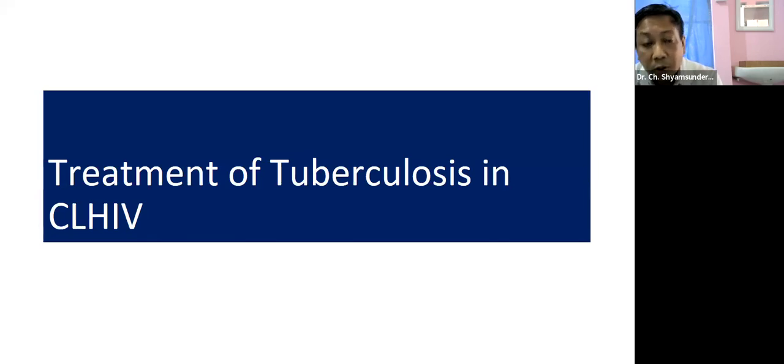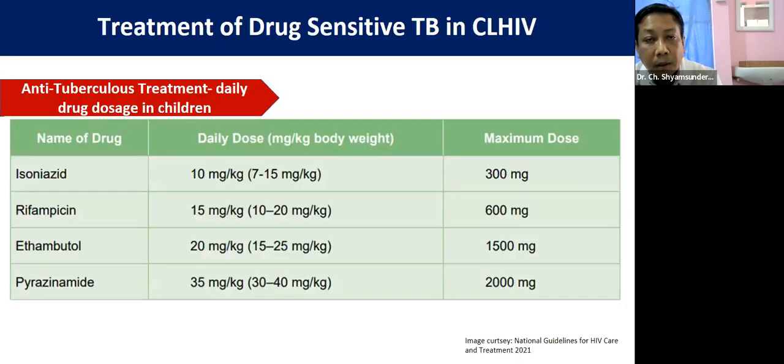Then what are the modalities for treatment of tuberculosis in CLHIV? The various drugs being used in the treatment of CLHIV with tuberculosis are isoniazid, rifampicin, ethambutol, and pyrazinamide. These are the various doses. We won't go into detail. It is available there in the booklet.